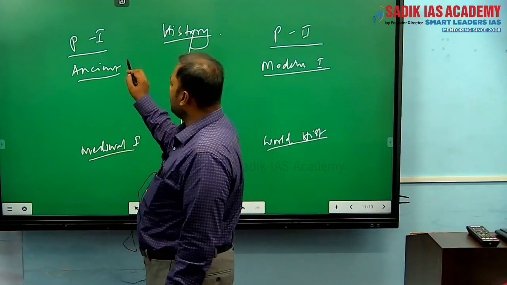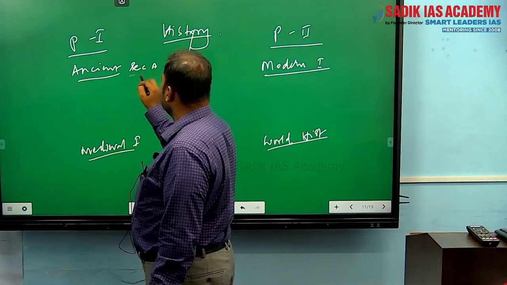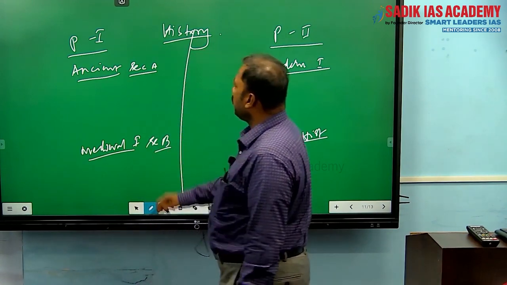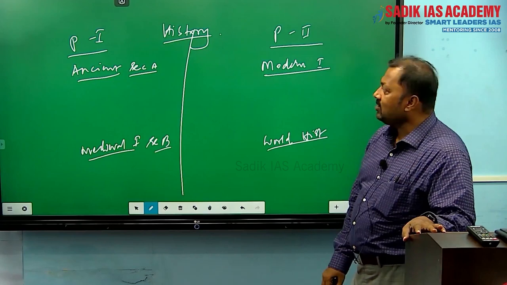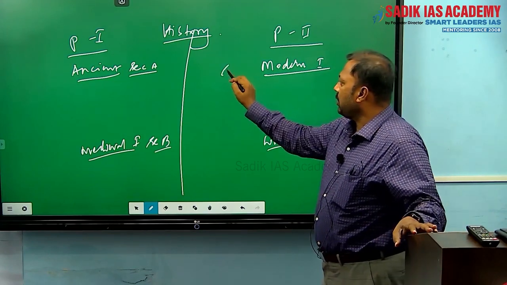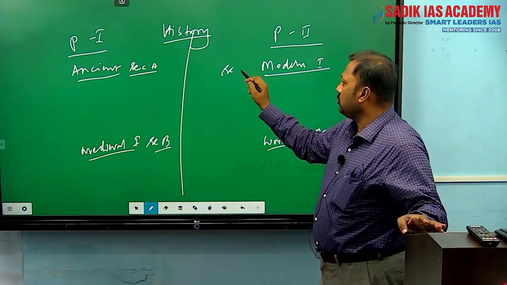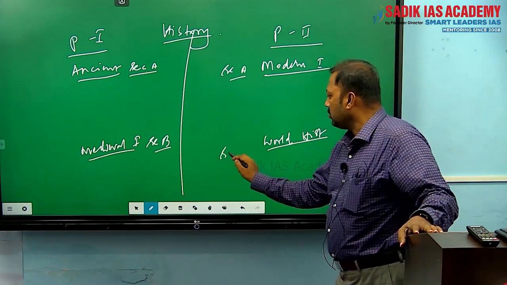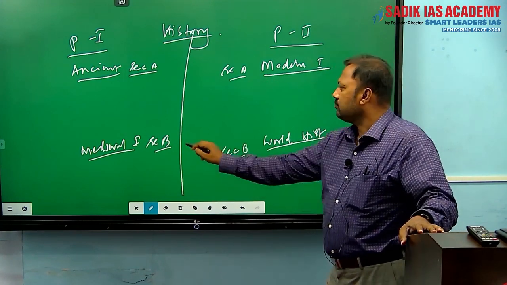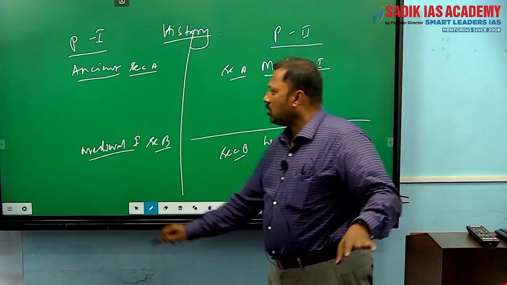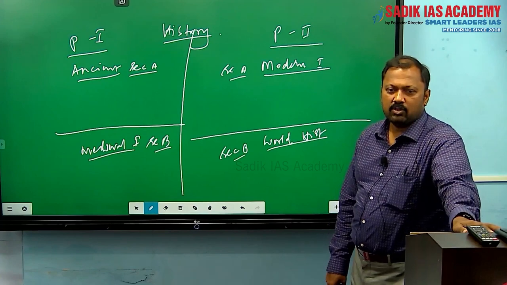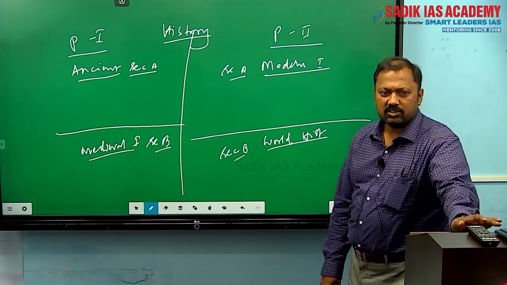And each and every paper is divided into 2 sections. So, ancient India is section A, medieval India is section B, paper 1. Modern India is section A, world history is section B, paper 2. There is a clear cut compartmentalization of each and every section. This is only available to the history optional. Rest of the optionals is not available.